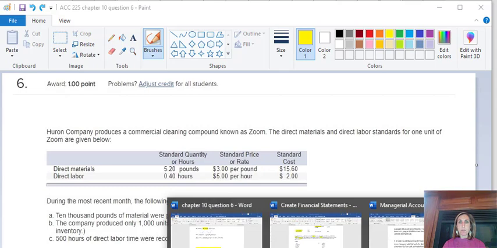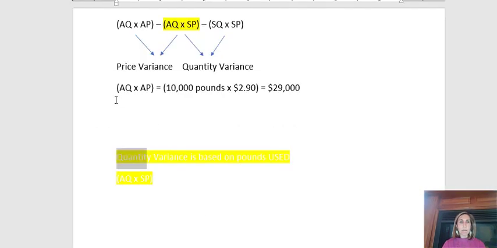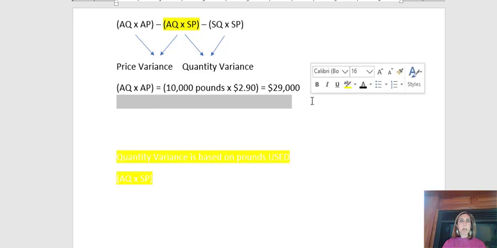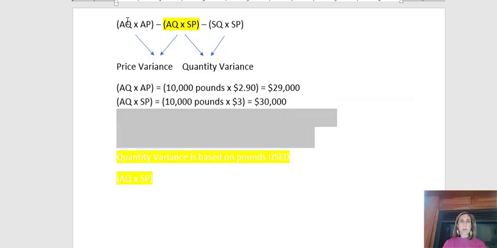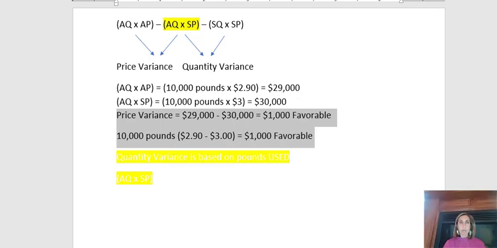So that will be the next part of my formula. I would take the actual quantity and multiply it by the standard price. Actual quantity times standard price equals 10,000 pounds times $3. I'm then going to compare the $29,000 paid to the $30,000 that I could have or should have paid. I was budgeted at a standard price of $3 per pound, but I only paid $2.90 per pound. So I really saved 10 cents per pound on 10,000 pounds. Therefore, I have a $1,000 favorable price variance.